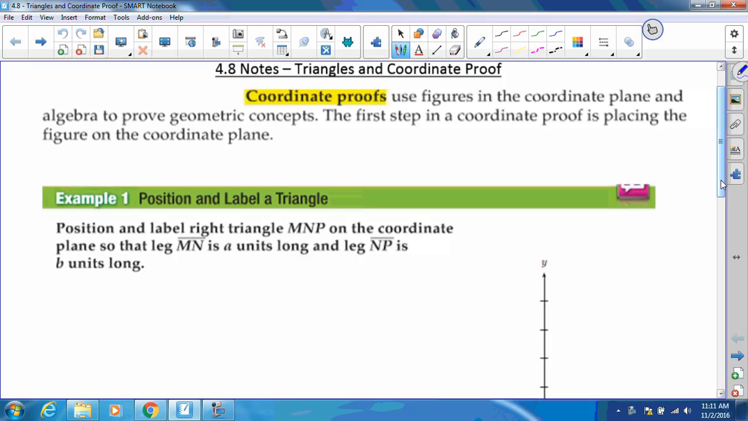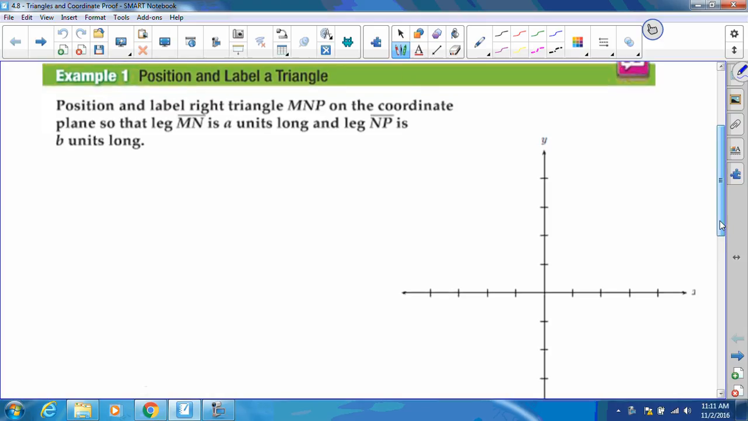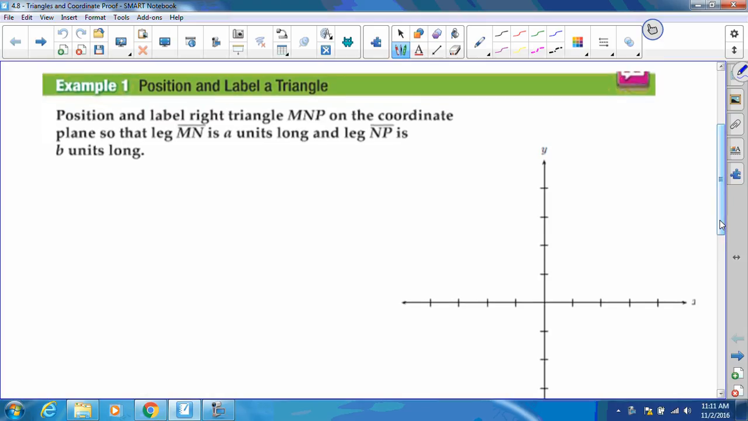And here's the catch: when you are doing coordinate proofs, you're not actually using numbers. You're going to be using letters. So here's an example of what you're going to be doing. It says position and label right triangle MNP. Okay, so this is key. We know it's a right triangle, and those are the vertices M, N, and P on the coordinate plane, so that leg MN is A units long, and leg NP is B units long.